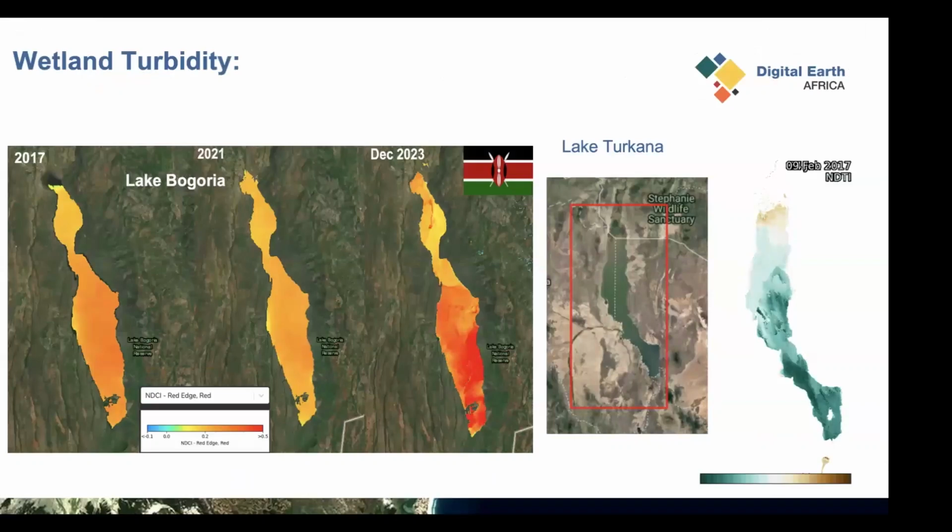This is another example for wetland ability, the case of Lake Bogoria, which is a hot spring, and the quality will change over time. And this is just an example of Lake Turkana, and using a certain notebook you can see the wetland ability in the north area where it has been affected.